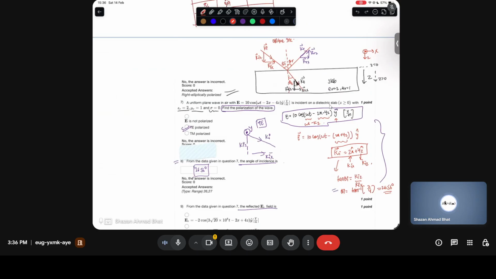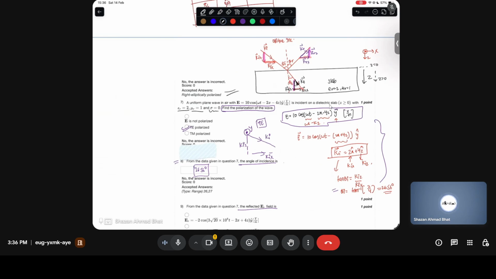But one important thing is that the incident wave vector in the z direction gets flipped once it's reflected. If it's transmitted, it doesn't get flipped. It remains the same. But the x component remains the same in this direction, in this direction, in this direction. Only the z component gets flipped.